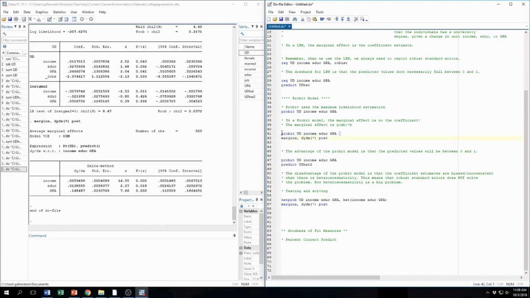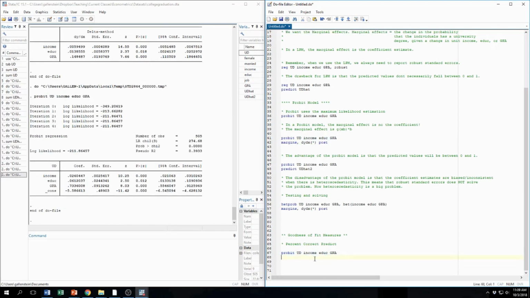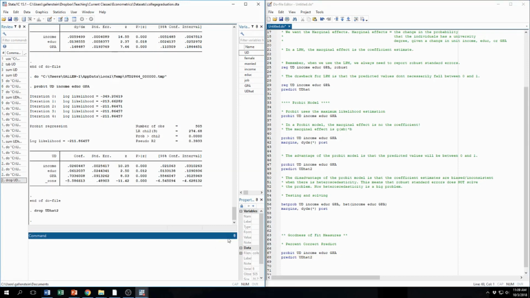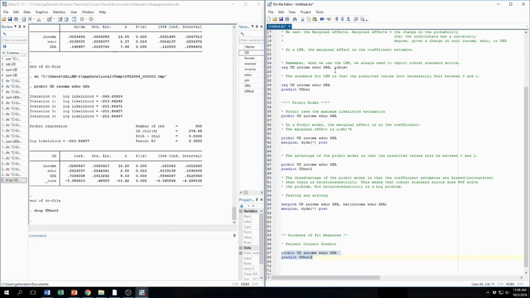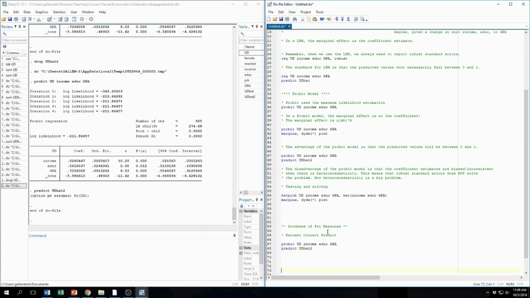So what I'm going to do is take my probit model. I'm just going to show you this by hand. Okay, so we're going to run a probit model, and then predict. I've already done it: u hat 2. So I'm going to run the probit model and generate the predicted probability.